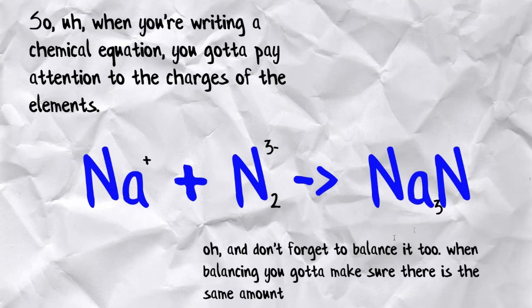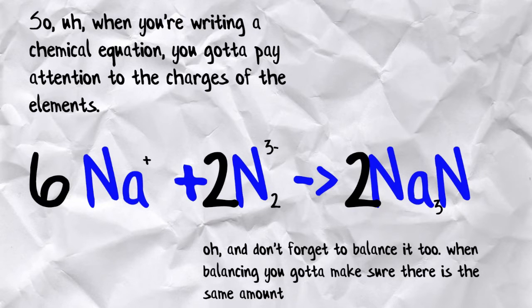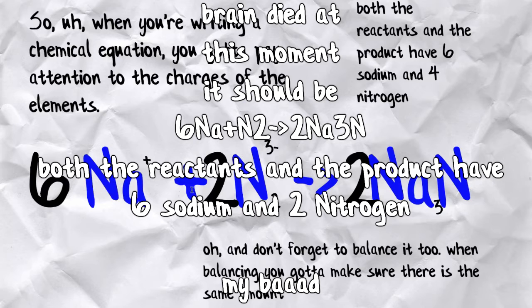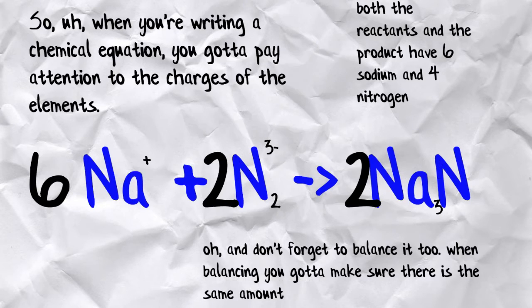And don't forget to balance it too. When you're balancing, you gotta make sure there's the same amount. For example, like this. Both the reactants and the product have 6 sodium and 4 nitrogen. For example, if it's 2 here and 2 times 2, 4, 6 times 1, 6. Wait, don't forget about the diatomic molecules too.